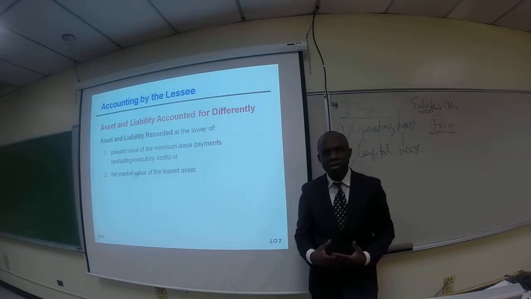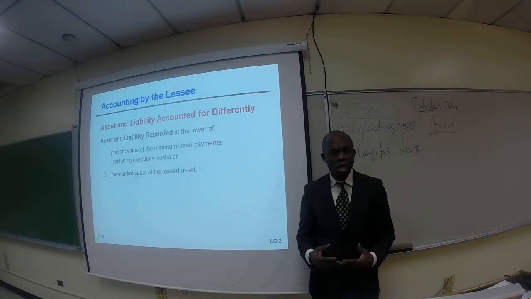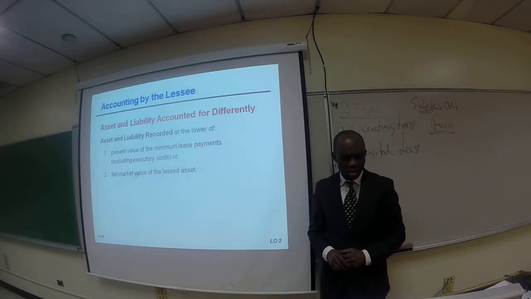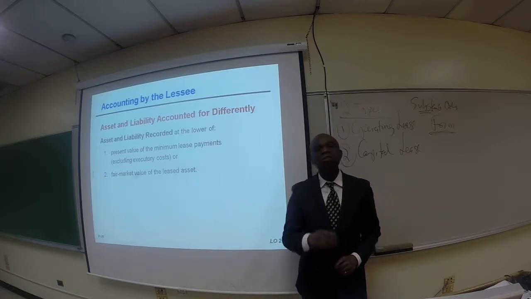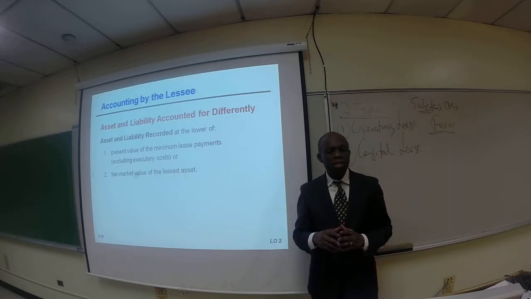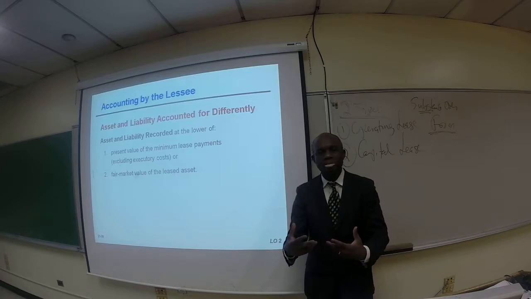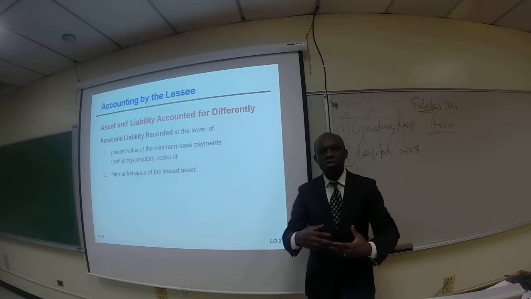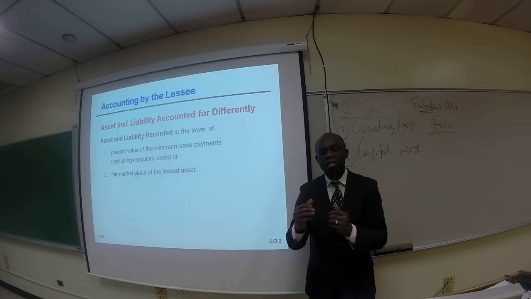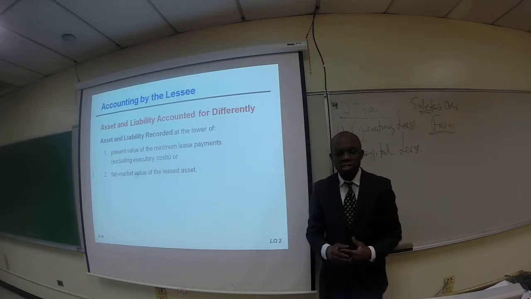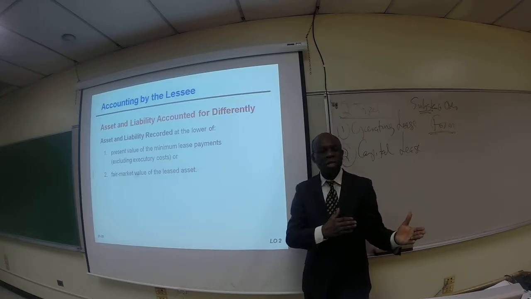This is Professor Vincent Osaya and this is part 3 of the chapter 1 presentation, accounting by the lessee. This is where we left off in part 2. We indicated that if a lease is considered a capital lease, we need to recognize or record the asset and the related liability. We said that both of them are accounted for or recognized differently. So let's take a look at what we said in part 2.